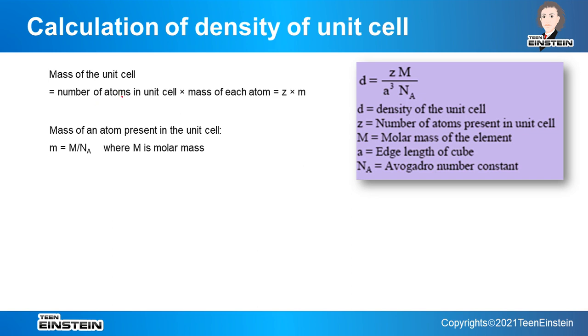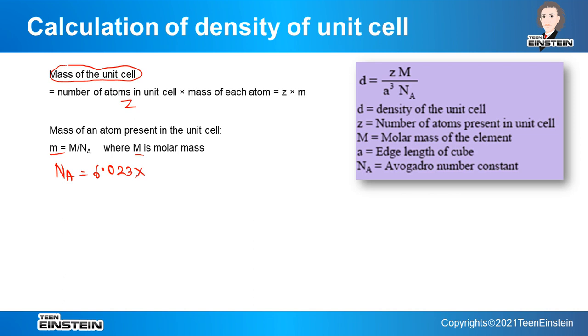that will be equal to number of atoms in unit cell, which is Z, and mass of each atom, which is small m. Okay, so mass of each small atom, that is m, and total number of atoms in the unit cell is Z. So if we multiply this, we will get mass of the unit cell. Okay, now mass of an atom present in the unit cell, that is m. How to find out that? If capital M is the molar mass, then we know that in 1 mole there is how many number of atoms?